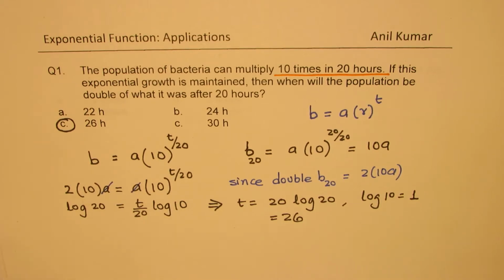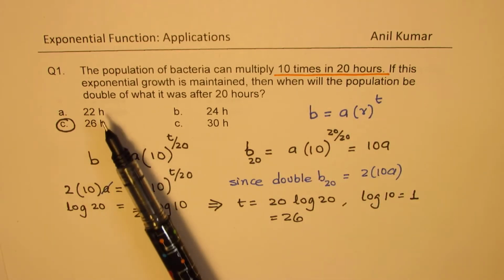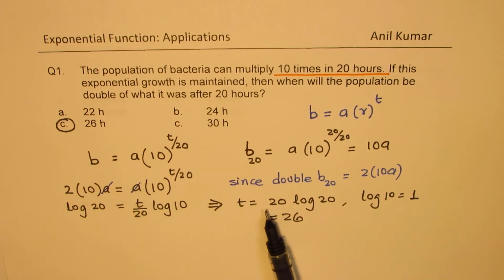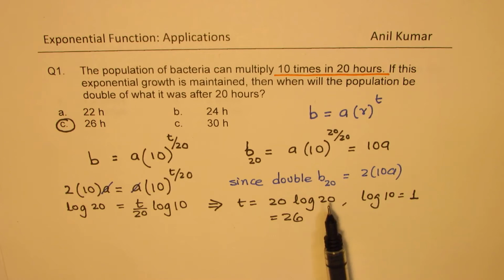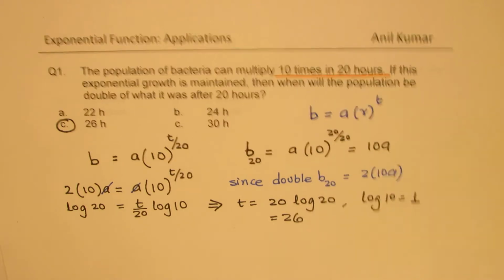Do you get the idea of it? So that is how we could easily solve this. Now looking back into our solution, see how simple it becomes. Double of what it was after 20 hours. We got the answer 20 log 20, divided by log 10, which was 1. So it is 26 hours.